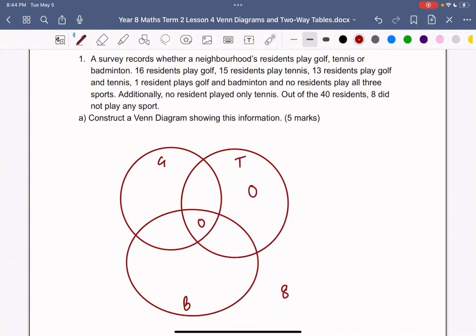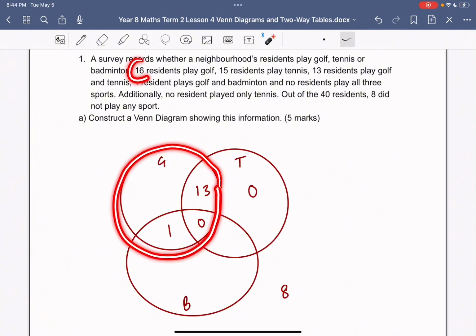Now no one played just tennis, and I know that 16 play golf, 15 play tennis, and 13 play golf and tennis. So golf and tennis is this overlap over here. So we can write 13 over here. Now 1 resident plays golf and badminton, so golf and badminton is this overlap over here. Now since this whole golf section is filled up and 16 play golf, 16 minus 13 minus 1 gives me 2.